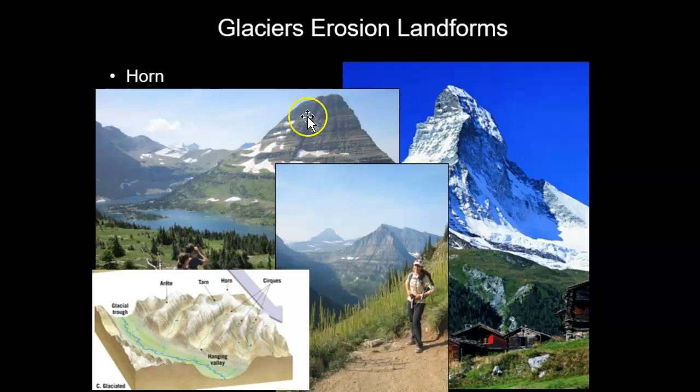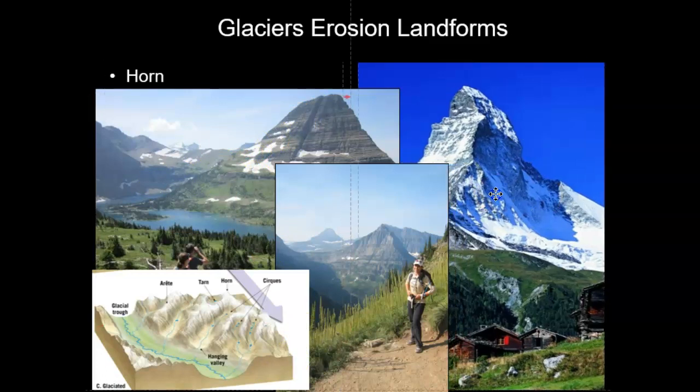In this case, the arêtes have been so subdued that they no longer look as if they were connected to it. The picture on the right here is the Matterhorn, which is probably the most common or famous horn in the world. The Matterhorn is in Switzerland. I've never been, but again, I mean to go. I've heard it's just mesmerizing.